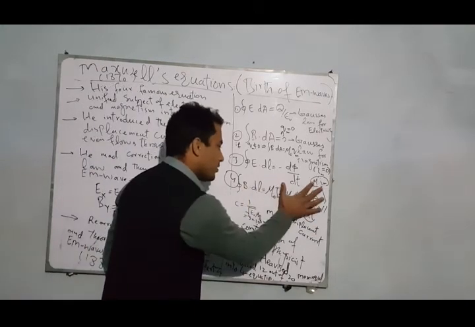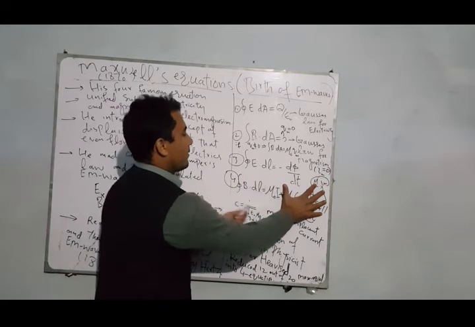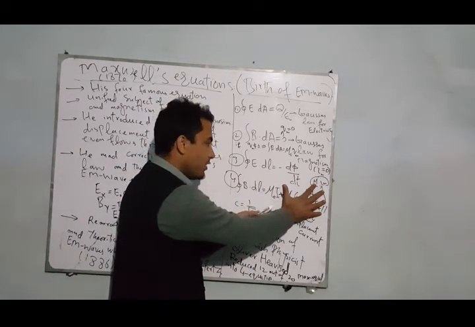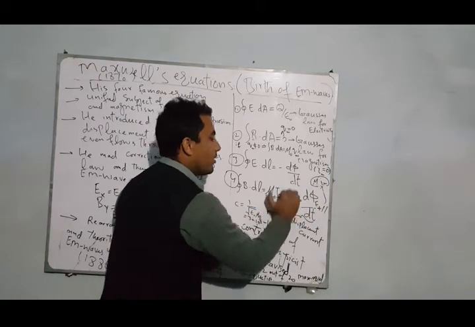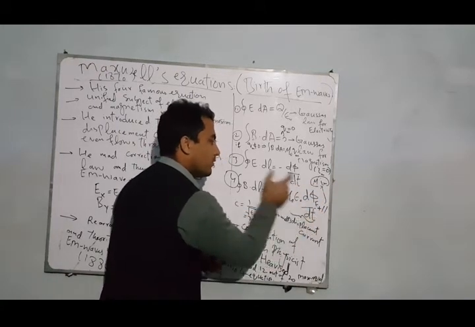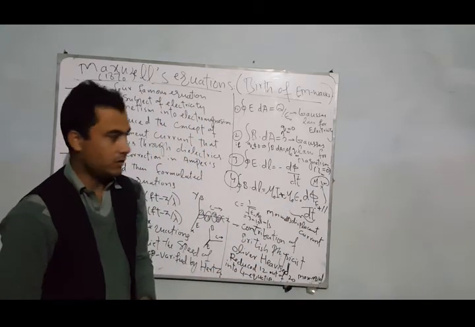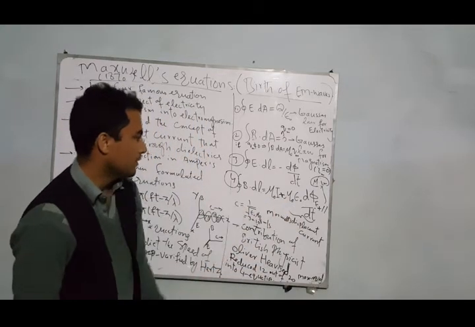Before Maxwell's correction, this was only Ampere's law, which is applicable only for constant current and constant magnetic field. But when Maxwell contributed to it, this law became applicable for constant as well as for varying magnetic field or varying electric current.